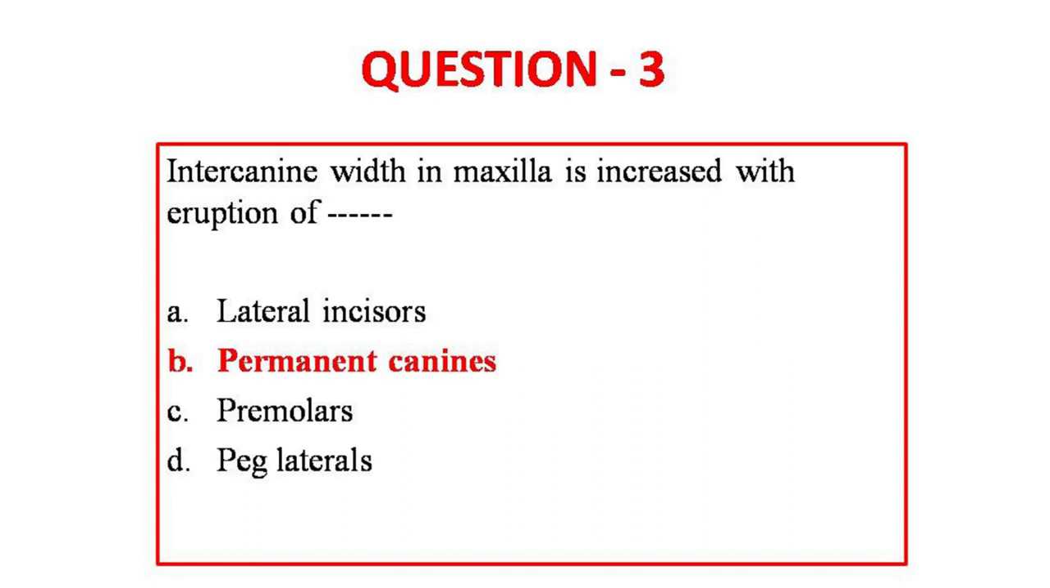So the maximum intercanine width in maxilla coincides with the eruption of canines. Normally it is completed by the age of 10 to 12 years, as we all know. And the increase in the width will be around 5.5 mm. If you see in the mandible, the maximum width will occur during the eruption of the incisors. So it is completed by 9 to 10 years of age, with the average increase of only 3 mm.